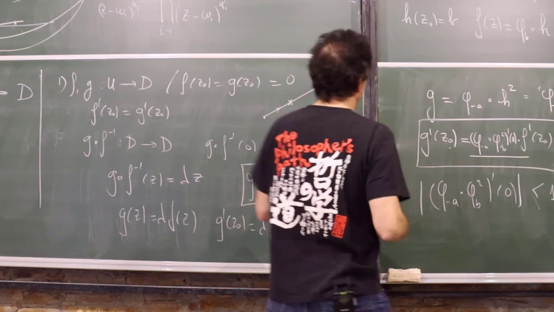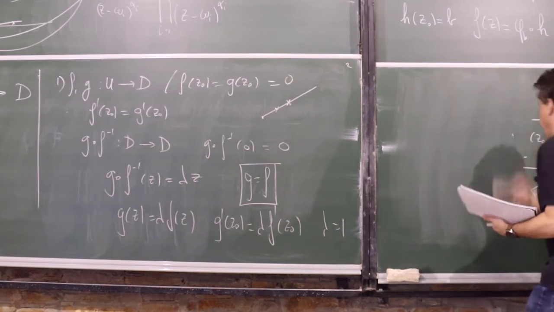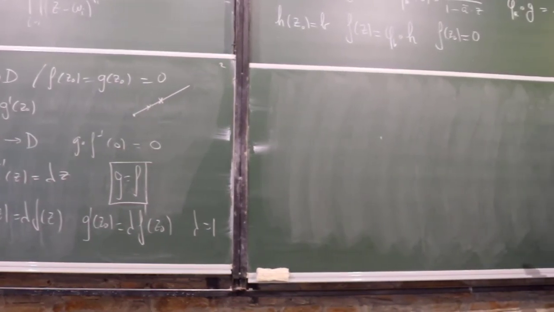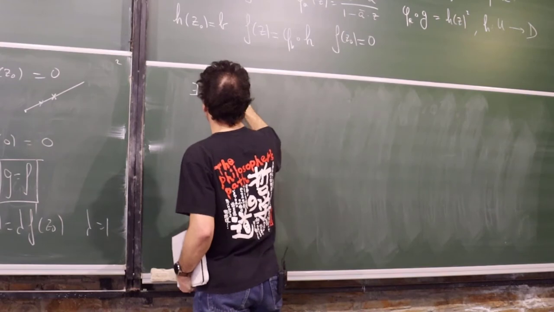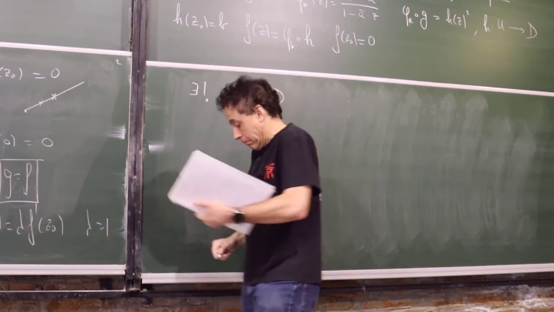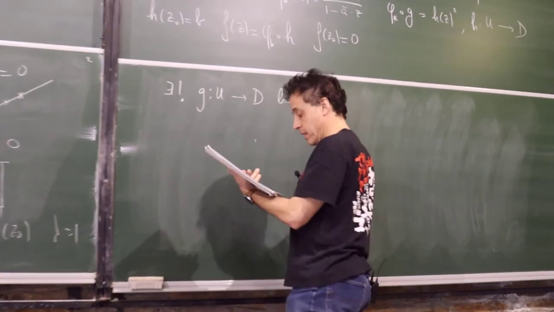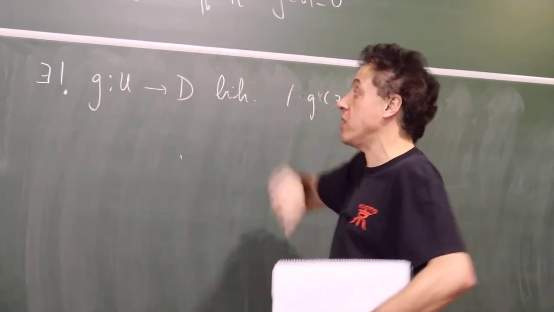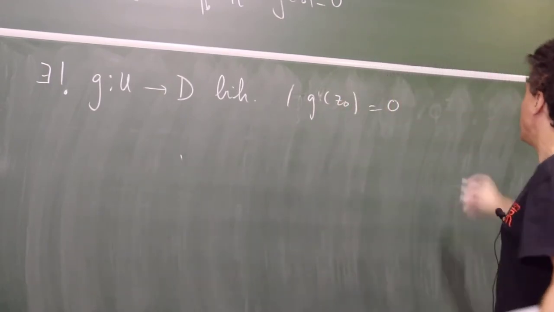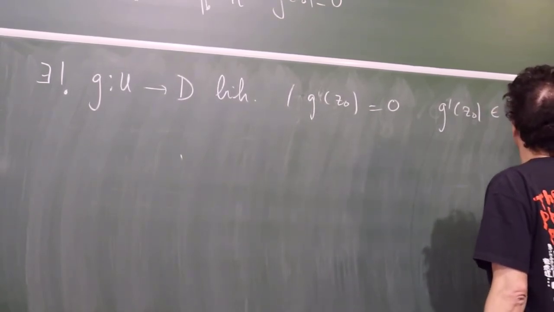So in fact, this allows you to say that there exists only one biholomorphic G from U to D such that G of z0, some point here, is 0, for instance, and G prime of z0 is a positive real number. With this hypothesis, there is only one.